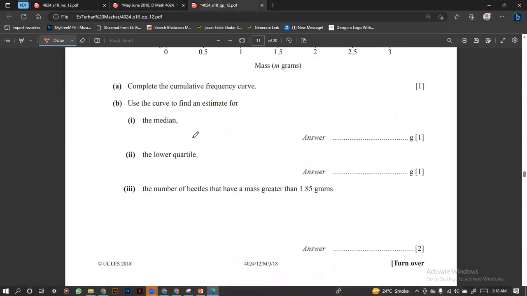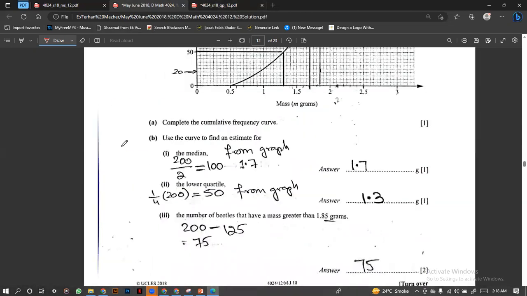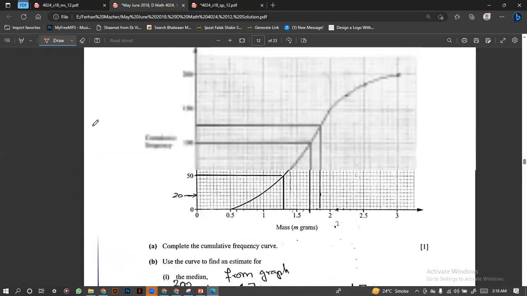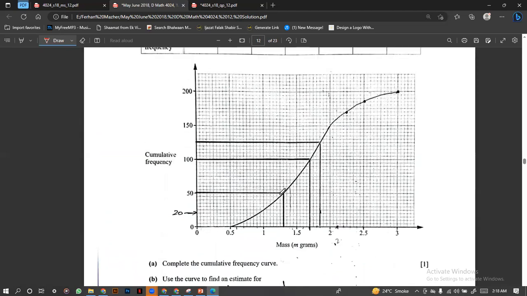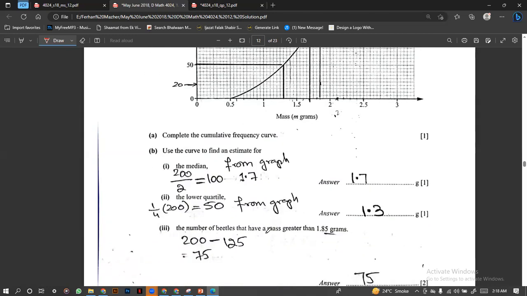Okay. Then they say the lower quartile. Lower quartile is Q1, and that is 25% of the total frequency, or you can say it's 1/4 of the total frequency. So 1/4 of the 200, that is 50. So on the y-axis, check where is the 50. From there, go to the cumulative frequency curve, and below that point, you check what is the x value here. And this value is 1.3. So your Q1 is 1.3.